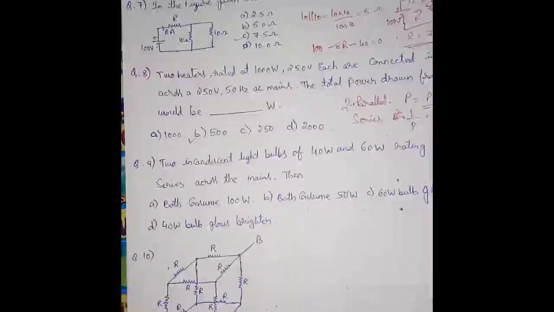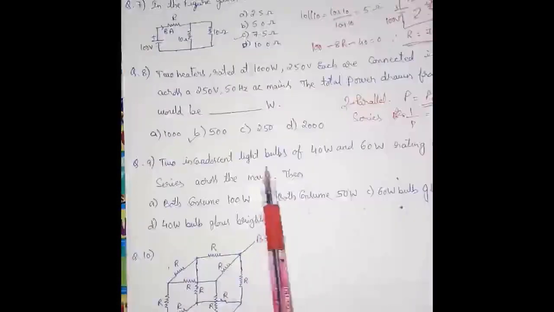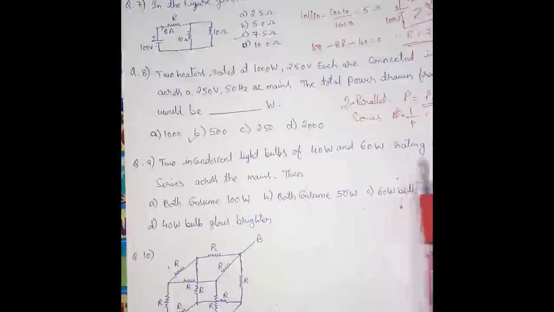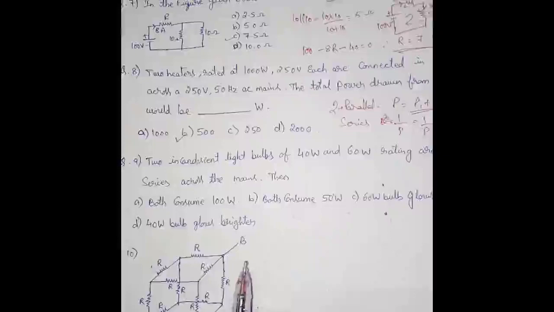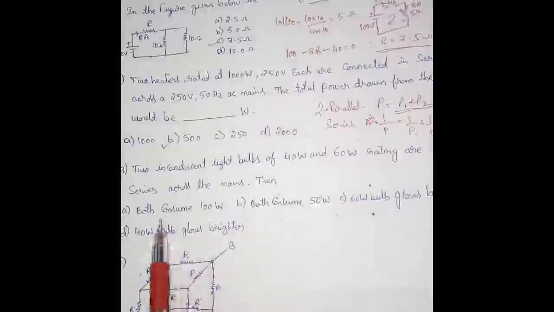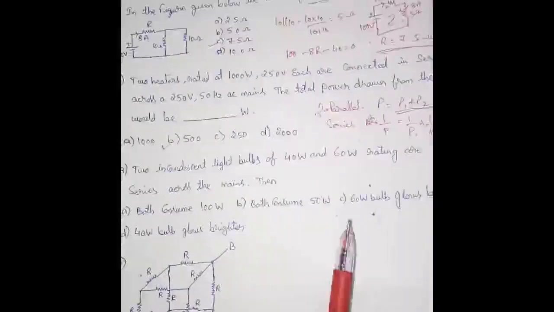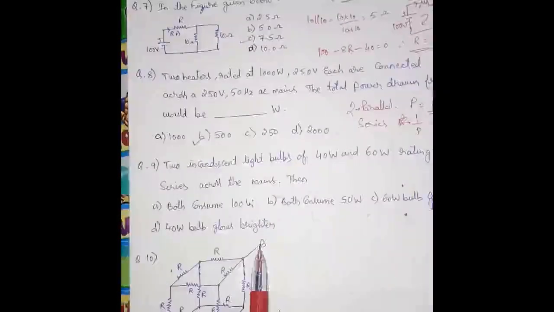Question number 9 is again relevant to the same parallel and series concept. Two incandescent light bulbs of 40 watt and 60 watt rating are connected in series across the mains. Then you need to find what happens to the system. Both consume the same 100 watts, or both consume the same 50 watts, or the 60 watt bulb glows brighter than the 40 watt, or the 40 watt bulb glows brighter.